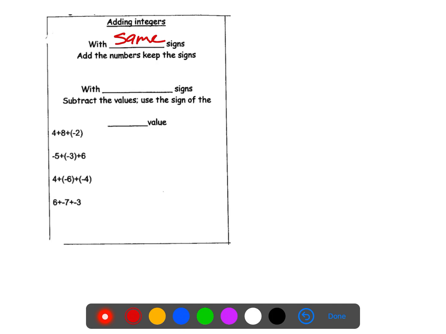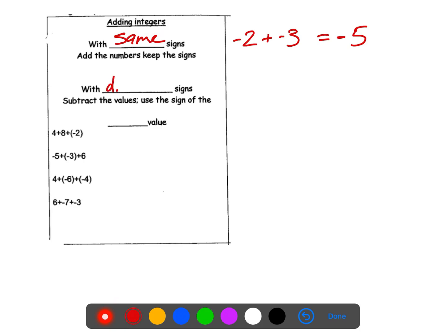So that would be something like -2 plus -3. You add the numbers together, 2 and 3 makes 5, and keep the sign, meaning keep the negative sign. And of course, that would work if these were positive. If this was +2 plus +3, we'd still add them together and keep the positive sign and have a +5 as an answer. So that's the basics for that rule.